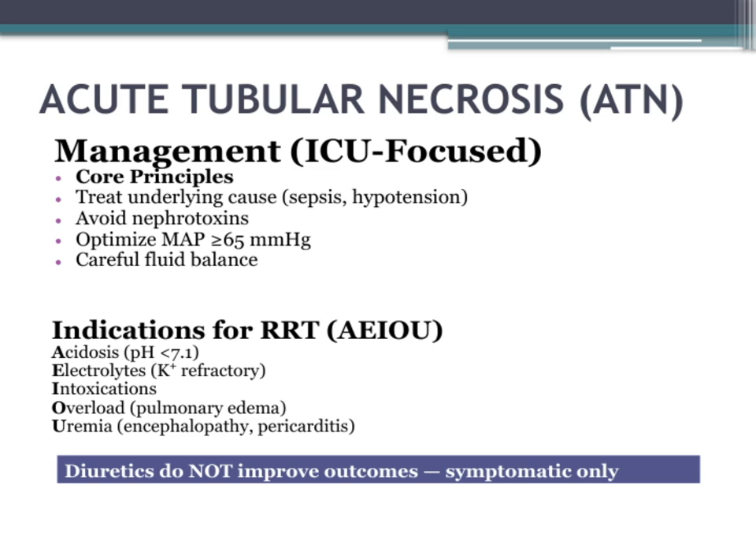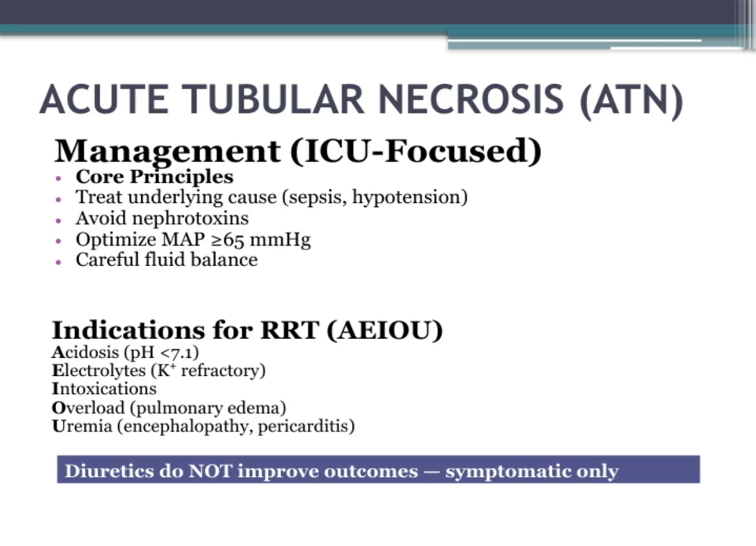Overload, especially pulmonary edema, is another indication. If fluid accumulation affects breathing and isn't manageable with diuretics, RRT can help. Lastly, uremia, which manifests as encephalopathy or pericarditis, signals that waste products are building up to dangerous levels, necessitating intervention.